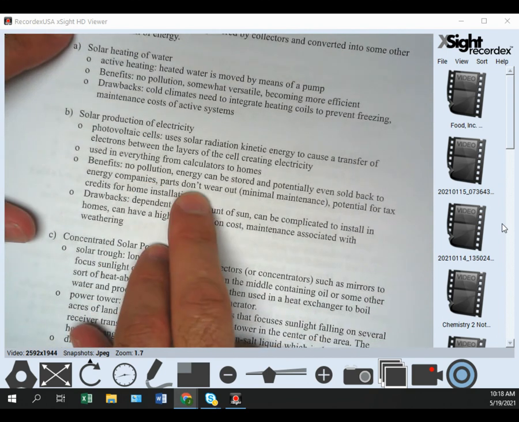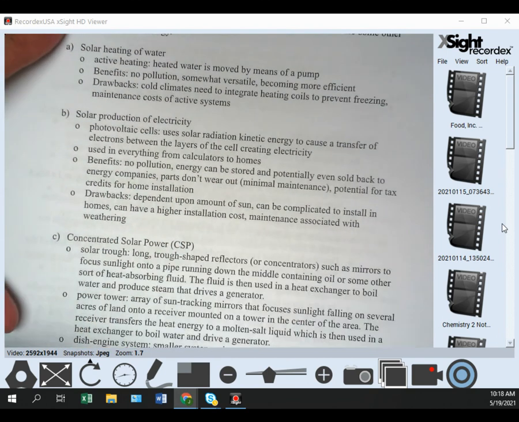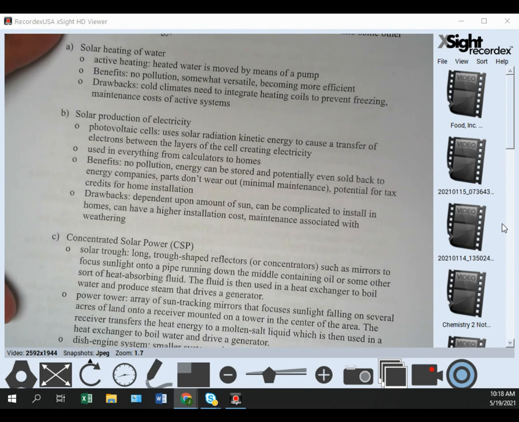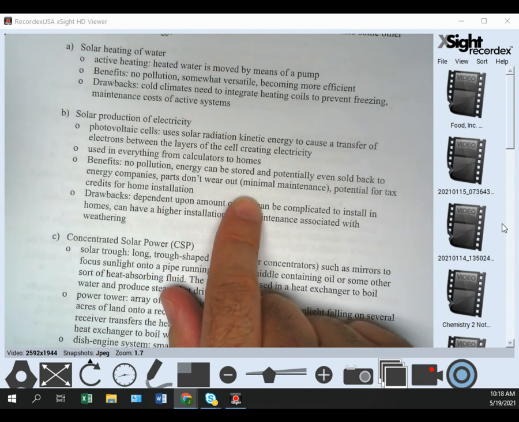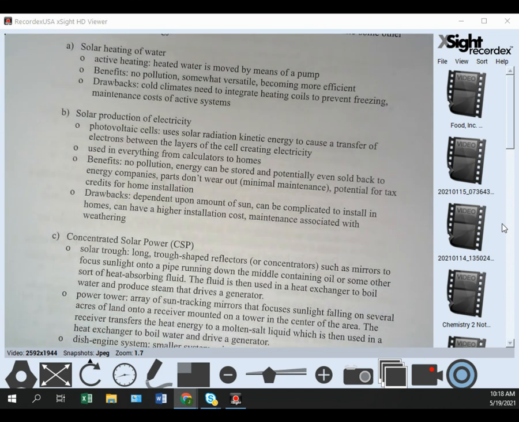Benefits: there's no pollution. Energy can be stored and potentially even sold back to energy companies. The parts don't wear out, in terms of moving parts and stuff. The parts don't really wear out.